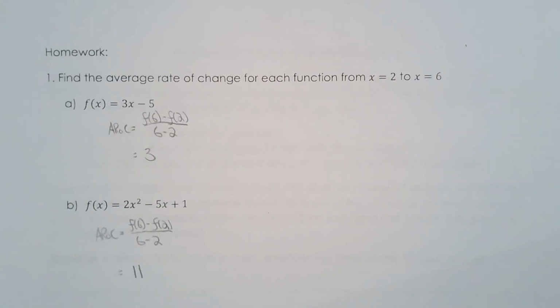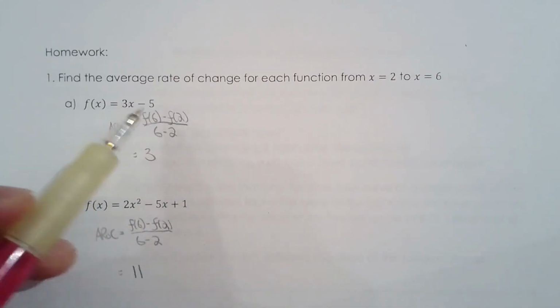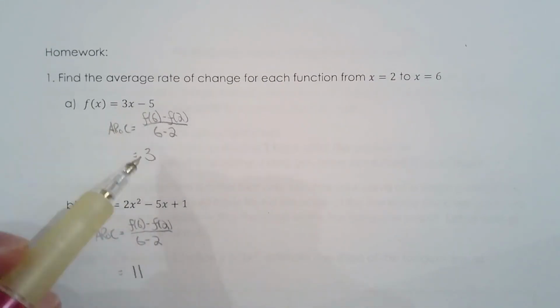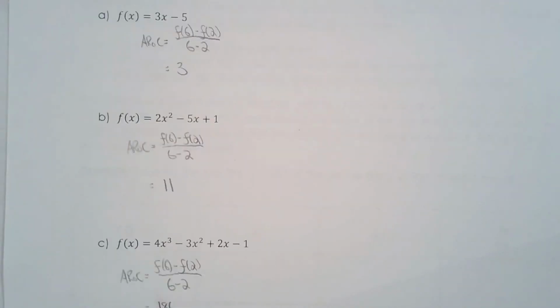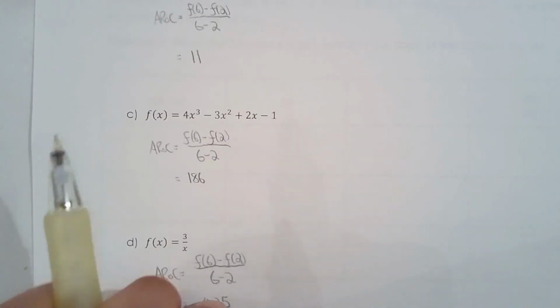So the first one, I really didn't even need a calculation because this is a line. So I knew the slope was 3. So the average rate of change must have been 3 because the rate of change is constant for a line. Okay, for B, it's a quadratic. For C, it's a cubic, no problem.